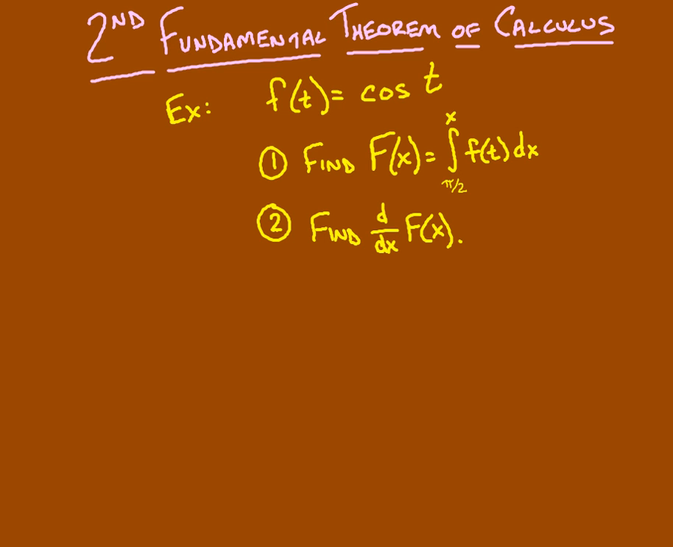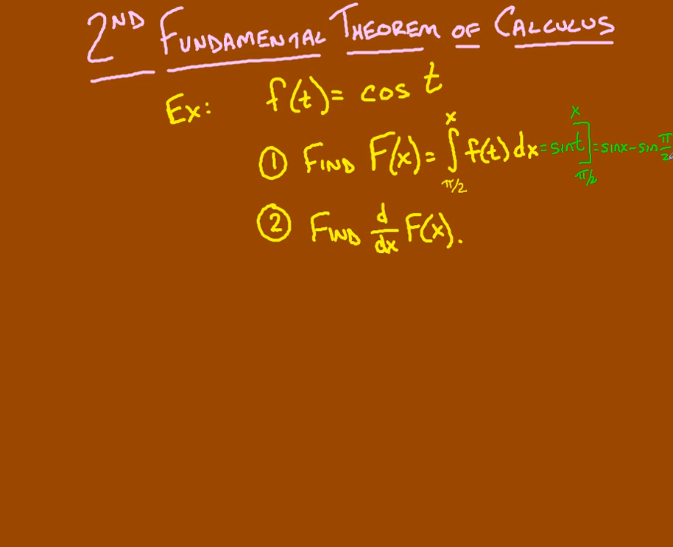So, to show it, I have a function here, cosine of t, and I want to take the integral of it. The integral from some number, in this case pi over 2, up to x, of the function cosine of t. Well, I take the antiderivative just like normal with the first fundamental theorem of calculus. So, I'm sorry, the integral of cosine of t should be sine of t, evaluated from pi over 2 to x, which means I just plug in those values. I plug in sine of x minus sine of pi over 2.